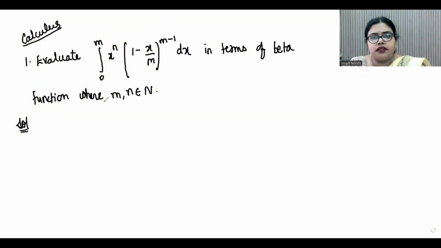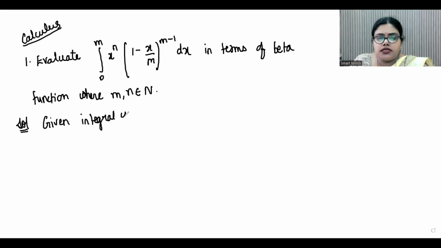Let us continue with some problems from calculus. Take the first one. Evaluate integral 0 to m x power n into 1 minus x by m whole power m minus n dx in terms of beta function, where m comma n belongs to N. So what is the given integral here?